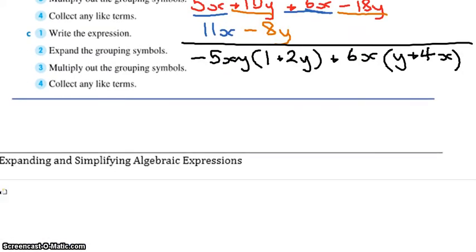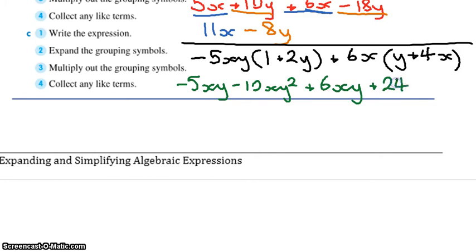Scroll down, we can see what's going on. Alright. I'm not going to do the balloon method this time. Okay? I'm going to let you guys see what I'm doing. So I'm going to have minus 5xy, because that's minus 5xy times 1, then minus 10xy squared. Have a look at it, you should see where all of those came from. That's minus 5xy times plus 2y. Then I've got plus 6xy plus 24x squared.